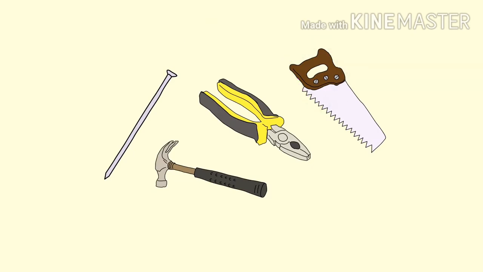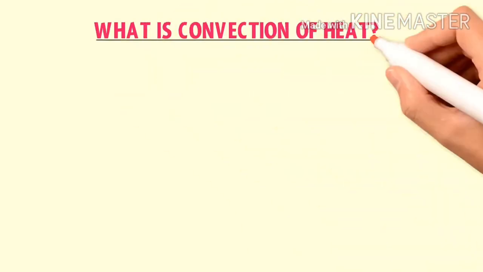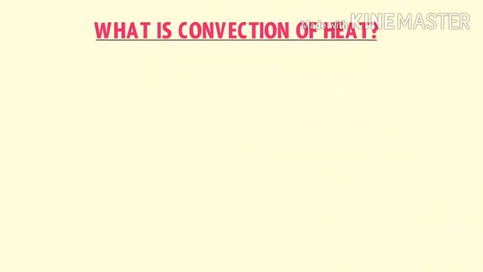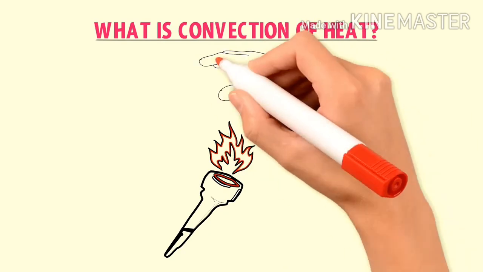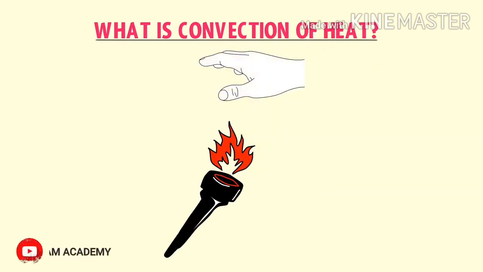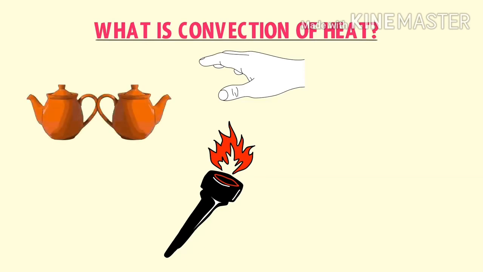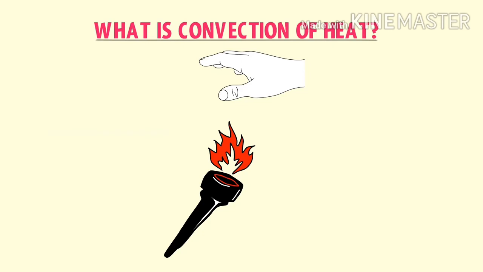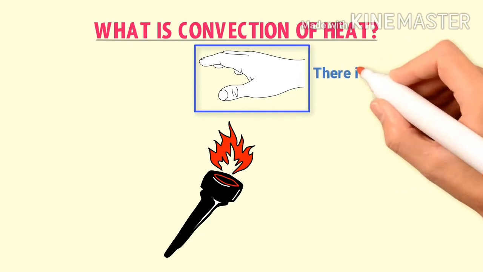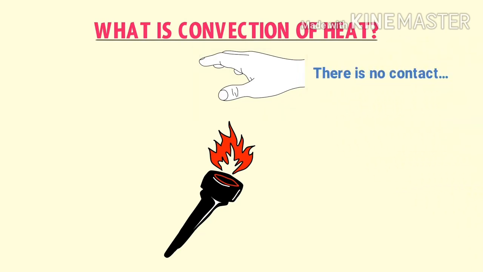Now, let me clear your concept about what is convection of heat. Let's consider if you place your hand slightly above the fire, you feel the hotness of the fire. In the previous slides, we learned that heat energy was only flowing when there was contact between a hot object and a cold object. But here in this example, your hand doesn't touch the fire, which means there is no contact or no medium. Well, the scientific answer is very simple.